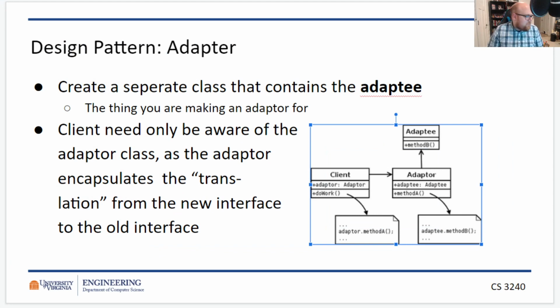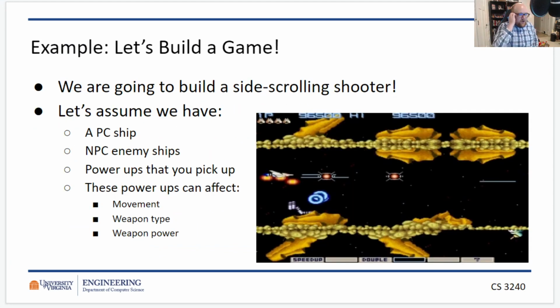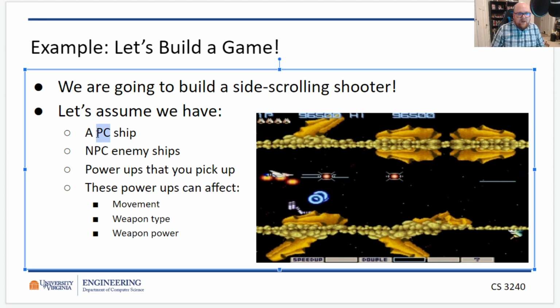Now let's consider another problem. Let's say that you're building a side-scrolling space shooter game, and you have a playable character, that's PC ship, not a politically correct ship or a personal computer ship, but a playable character ship. You have a set of non-playable character enemy ships. There's a set of power-ups that you pick up. These power-ups change your ship. They change the movement, the weapon type, the power. Right?